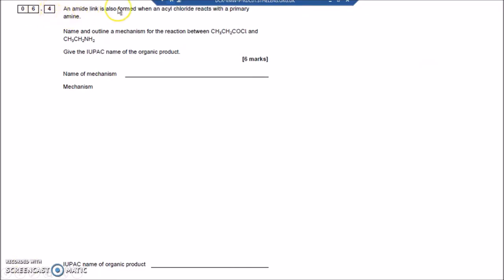Question 6.4. An amide link is also formed when an acyl chloride reacts with a primary amine. So here's an acyl chloride. It's got a COCl, a C double bond O, and a Cl. And a primary amine's got an NH2. The N is bonded to 1C.